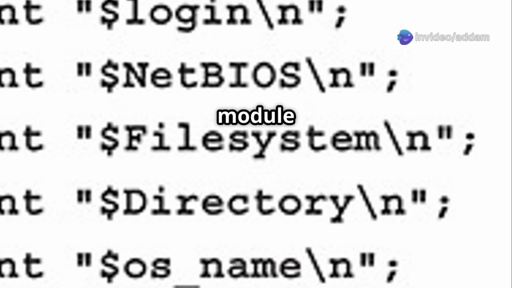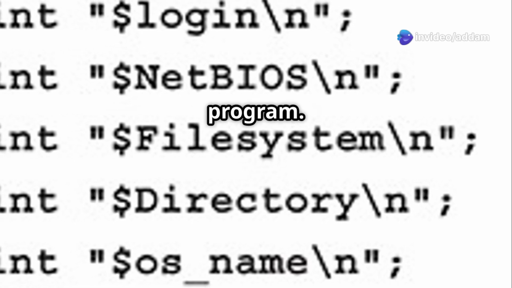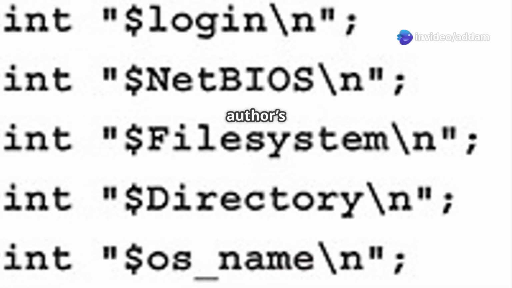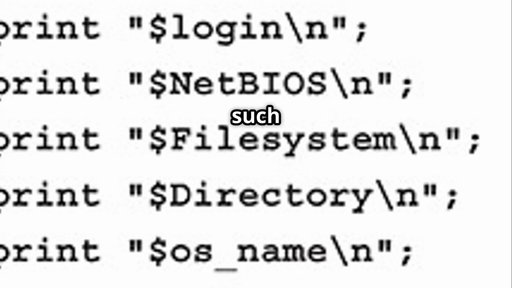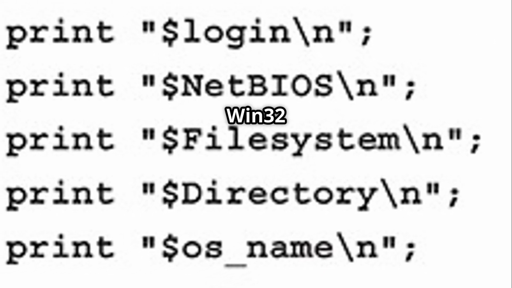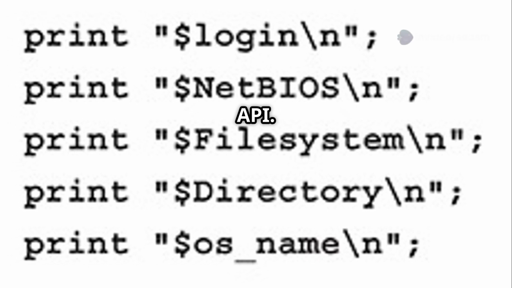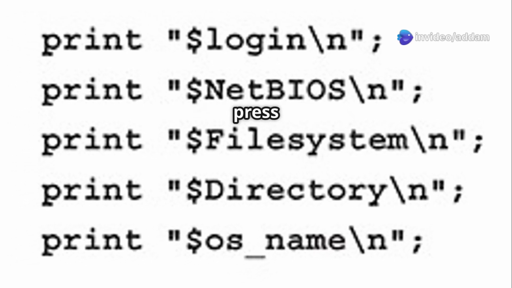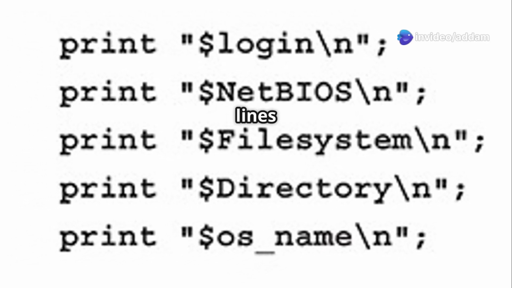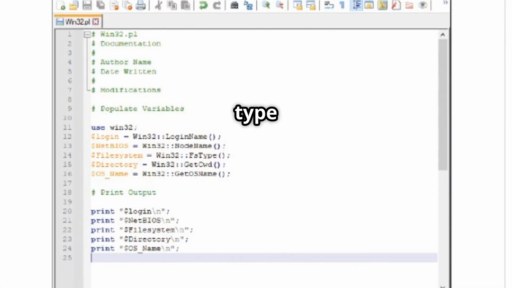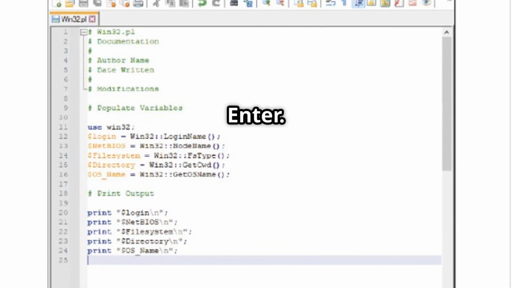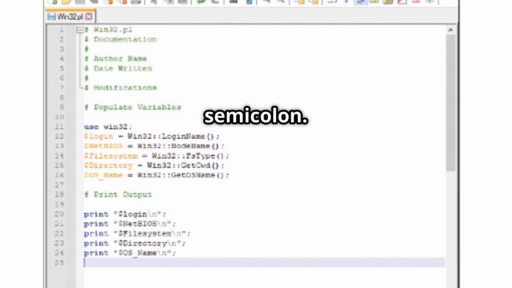Use what you've learned in this module to write comments for documenting the program. Be sure to enter the author's name, date, and a brief description of what the program does, such as the functions it accesses from the Win32 API. After your lines of documentation, press Enter several times to create blank lines for separating your comments from the program code. Then type use Win32; and press Enter. Note, don't forget the semicolon.